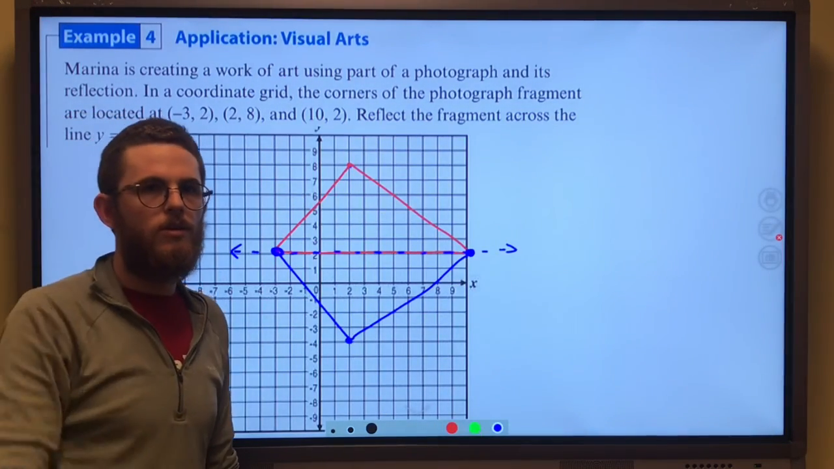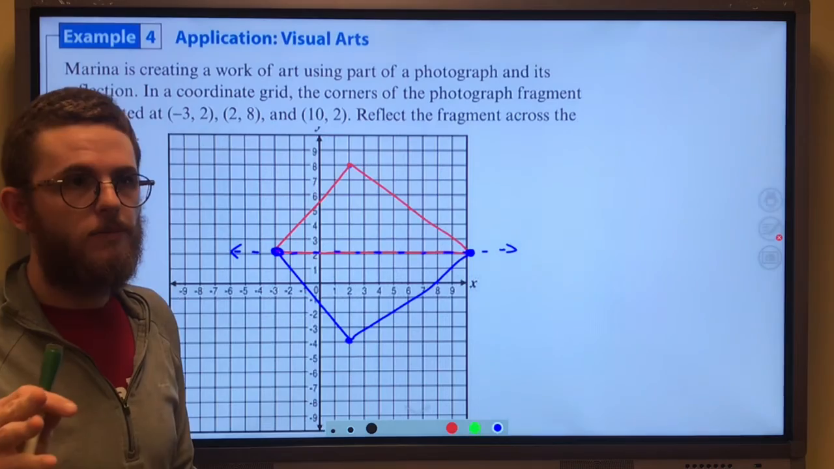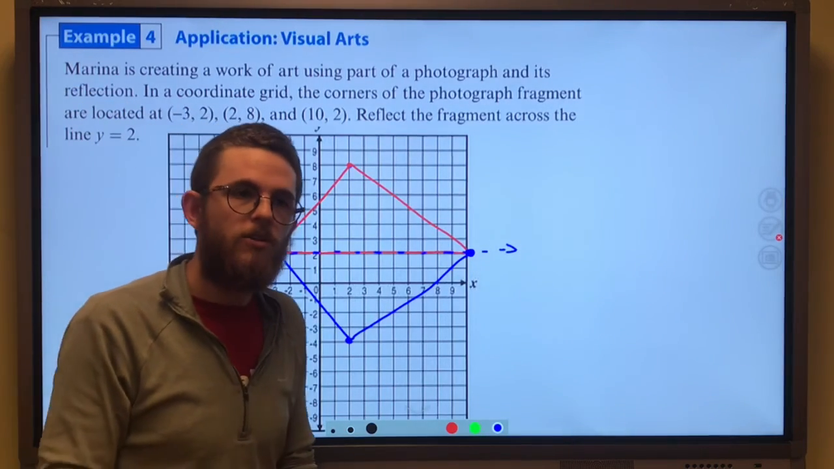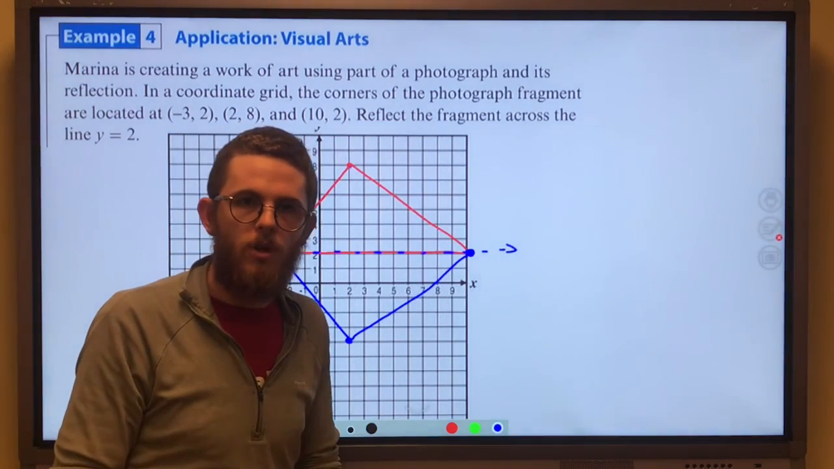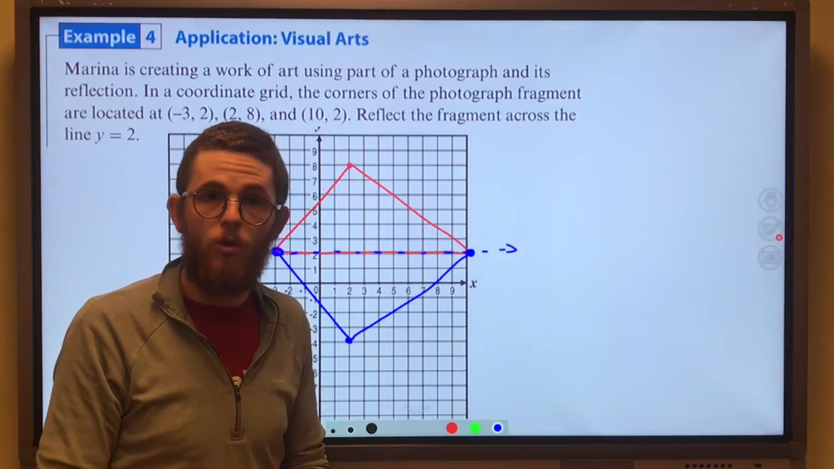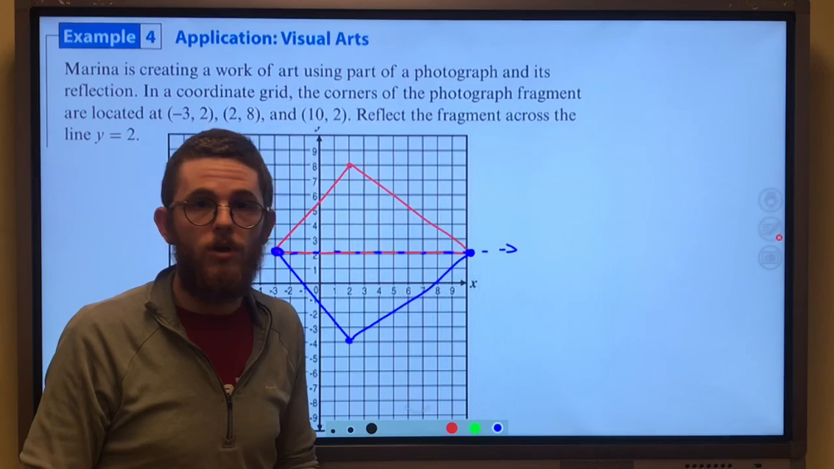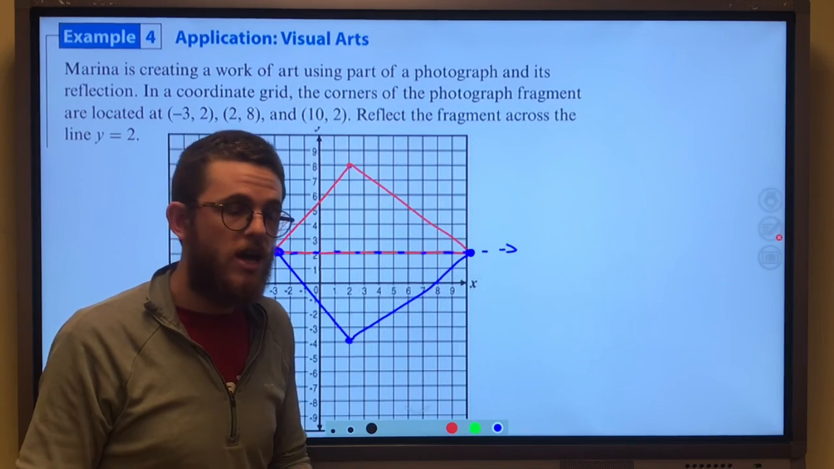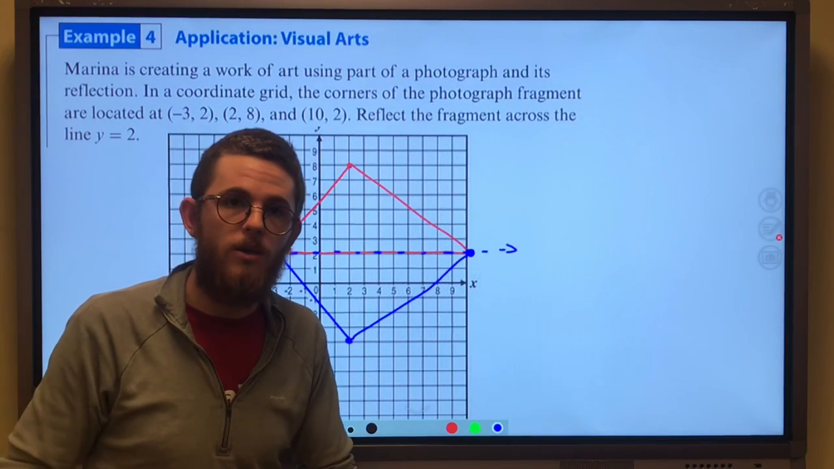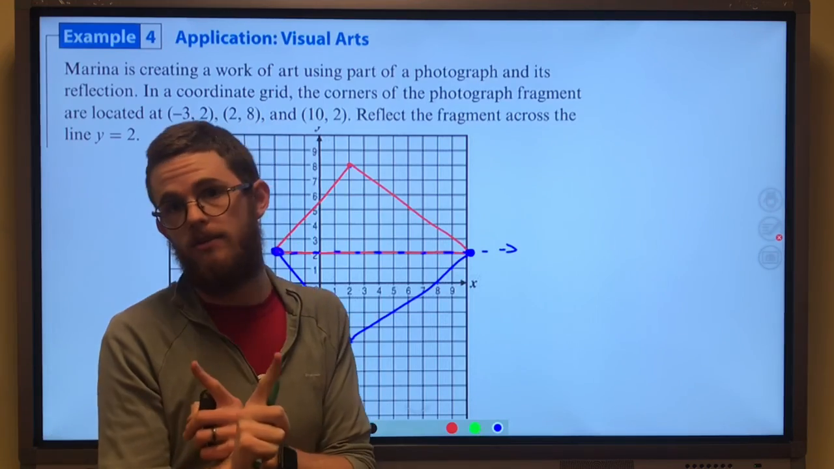Reflections. Don't be scared, but remember that idea about when we reflect across horizontal and vertical lines. If we reflect across horizontal lines, the x's are not going to change. If we reflect across vertical lines, the y-coordinates are not going to change. And when we reflect across y equals x, we exchange the x's and the y's.